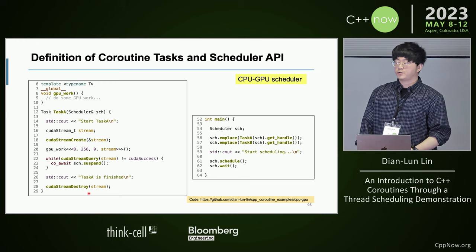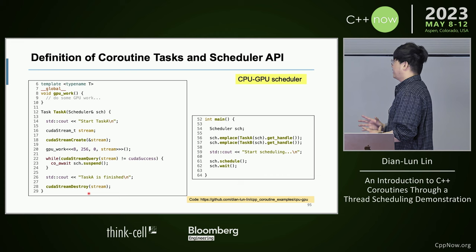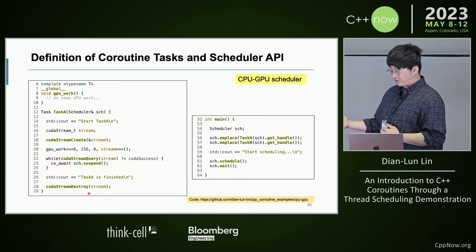Main function, still the same. Declare a scheduler, pass a coroutine handle to the scheduler. Print out start scheduling, execute the schedule function, and then wait.